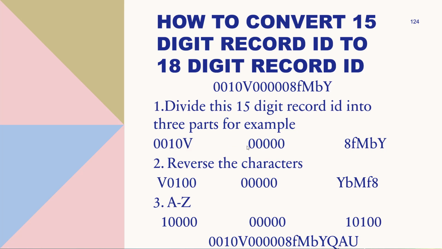When we work in Lightning, we already get it converted. But earlier we used to work in Classic, so we wanted to convert it. There is a function that we can use to convert it, and the name of the function is the caseSafeID function. Within the argument of the caseSafeID function we use the 15-digit record ID. This function is used to convert a 15-digit record ID to an 18-digit record ID.